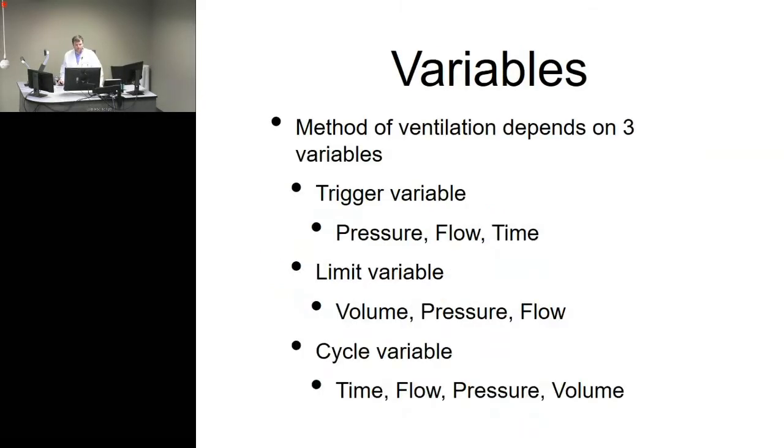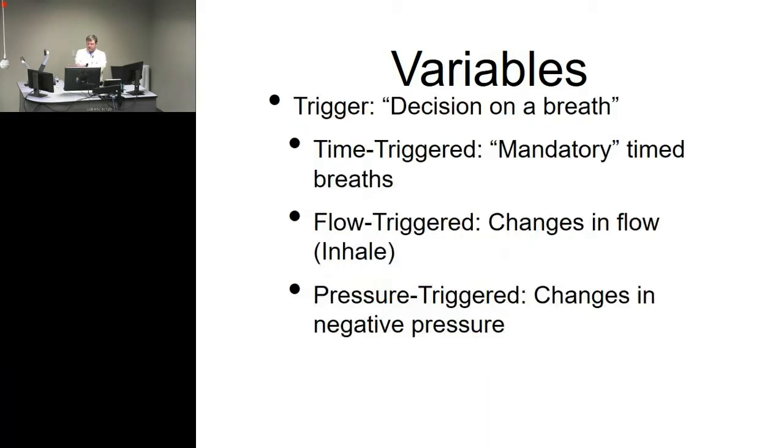So the method or the mode of ventilation will depend on these three variables. You have a trigger variable, a limit variable, and a cycle variable. And depending upon what mode you choose, you can have different of these variables set, either by pressure, flow, time, volume. And so we're going to go a little bit more into what these variables mean. So a trigger variable is basically a decision on the breath.